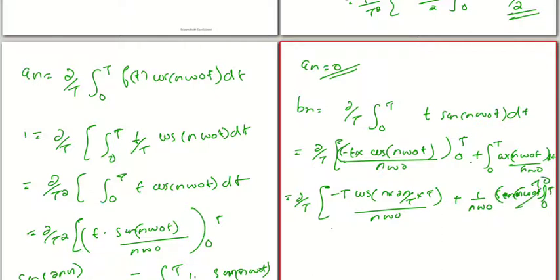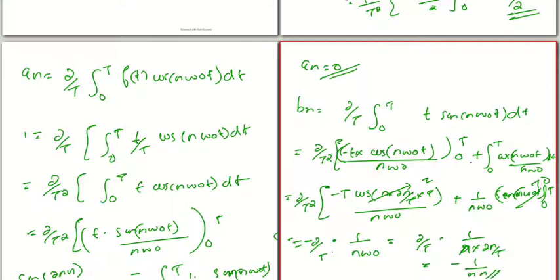No need to do it, it will be equal to 0. So this will always be equal to 1. So what we are left with is, instead of omega 0, we can write 2 pi by T. So what we are left with is negative 1 divided by n pi.